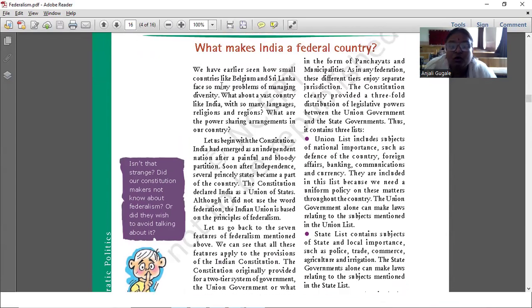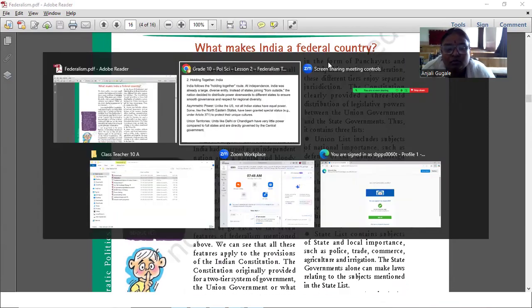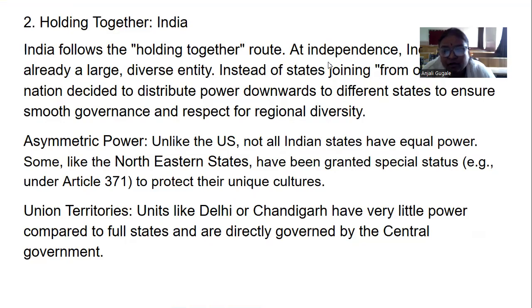The question was, what makes India a federal country? Now we are going to understand it a little more. We will go deeper into it: what makes India a federal country, and that too a holding together federation.